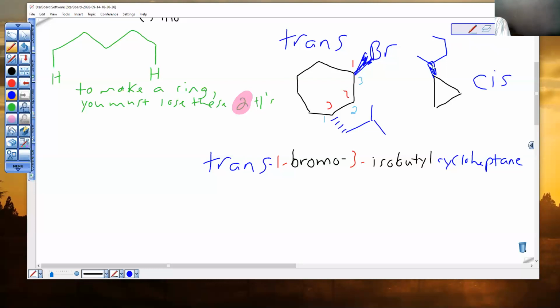And cis means the other one is also sticking out of the page. And this was for this name. And we'll go with this name down here. This is a sec 1, 2, 3, 4, 5 sec pentyl. Goes by P. Remember, the sec doesn't count. F is before P.